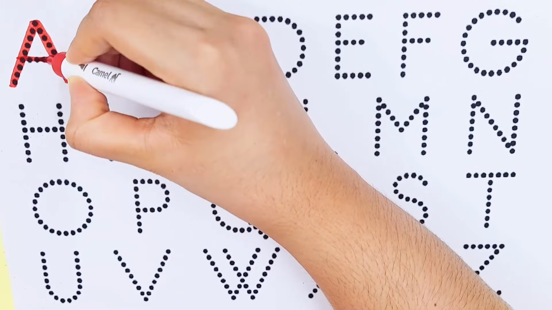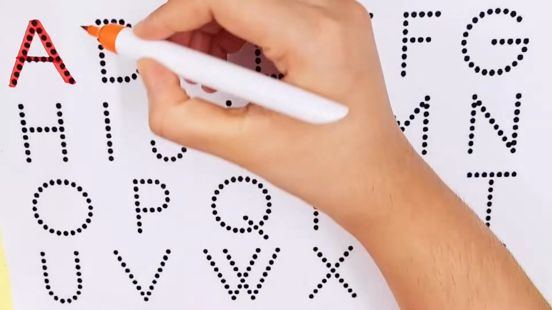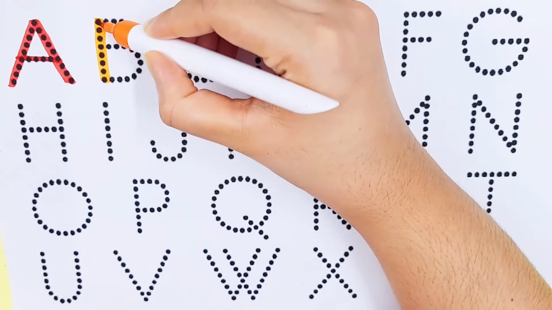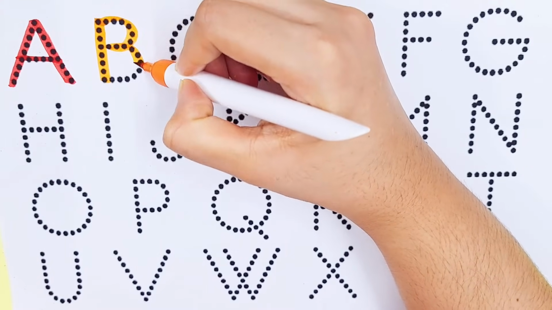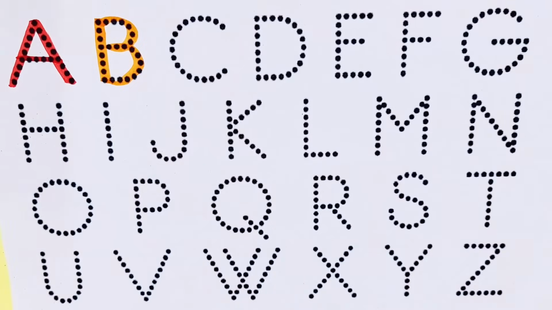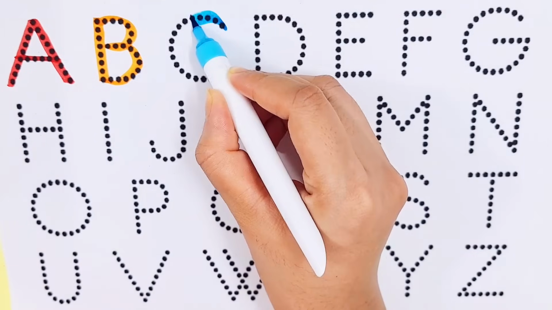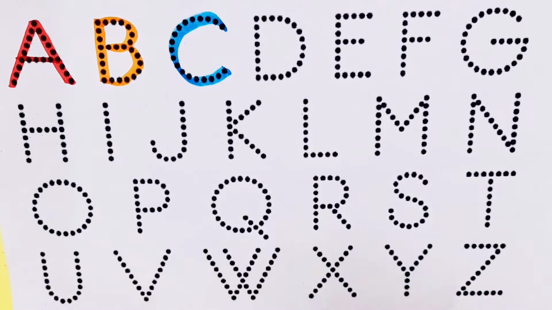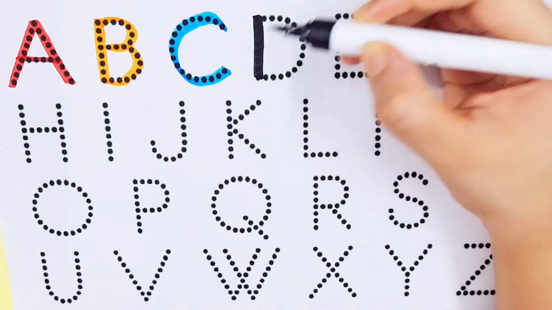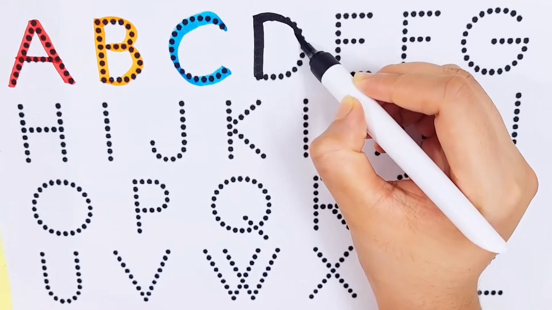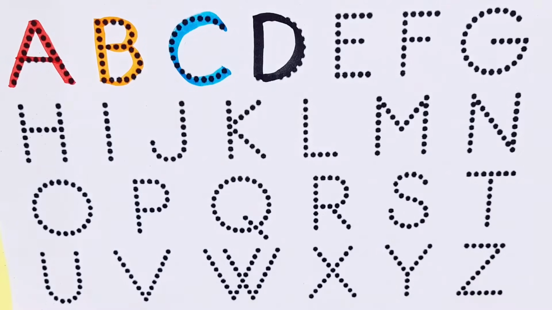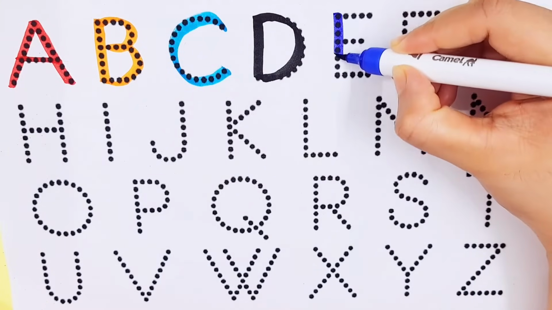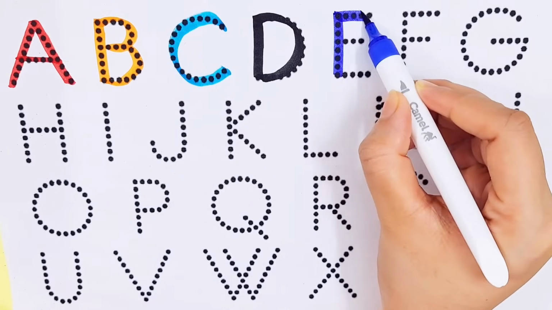A for apple. B for blueberry. C for candy. D for dog. E for egg.